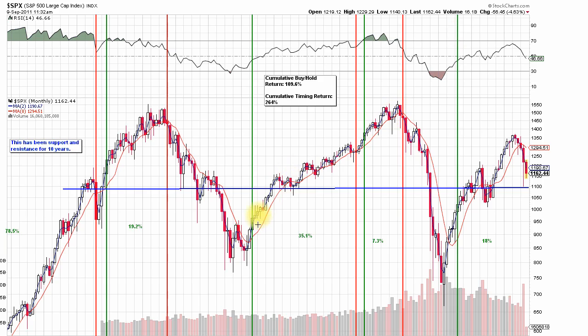Rallies like we found from 2003 till 2007, or like the one we had from 2009 till today, which has actually been running now about 2.5 years from its low point.